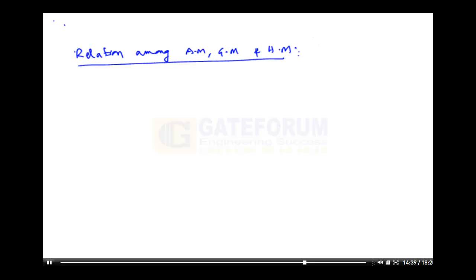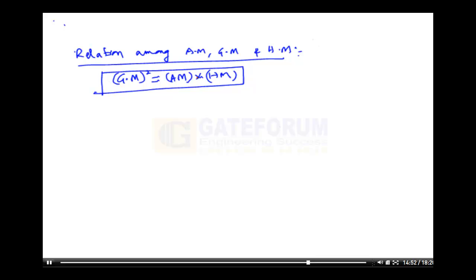Next is the relation among arithmetic mean, geometric mean and harmonic mean. It is given as GM whole square must be equal to AM into HM. Using this formula, if any two values of AM, GM and HM are given, the third value can be found.